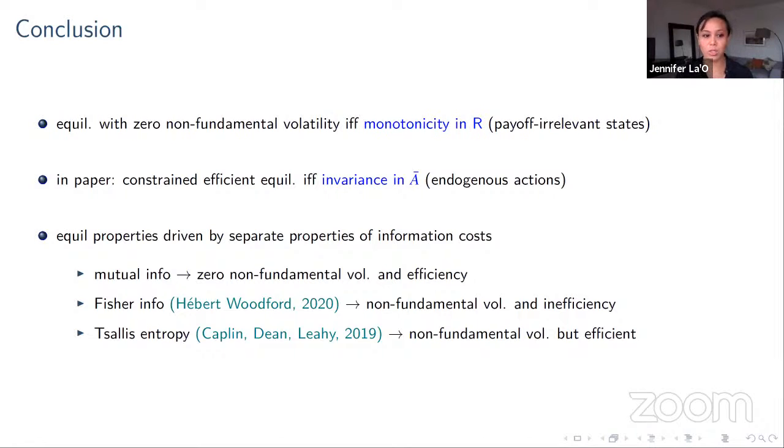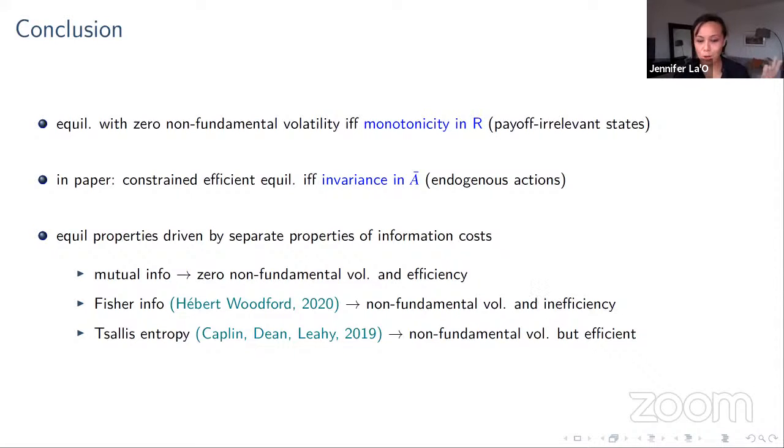So this just drives home the point that if you use the typical rational inattention cost function, which is mutual information, you would get an equilibrium with zero non-fundamental volatility and it would be efficient, okay? But that has to do with the fact that you chose that cost function. You could have chosen other cost functions. For example, a paper that Ben is working on with Mike Woodford, they're looking at Fisher information, and with that you can get non-fundamental volatility and inefficiency.